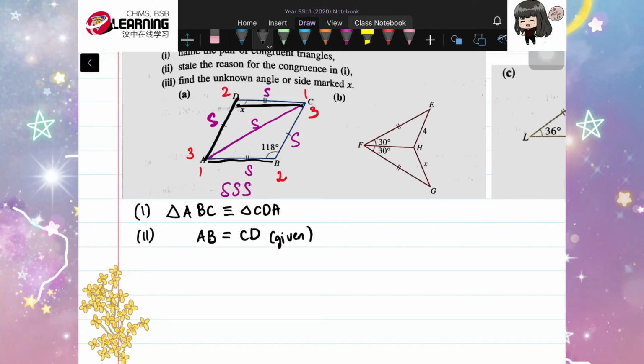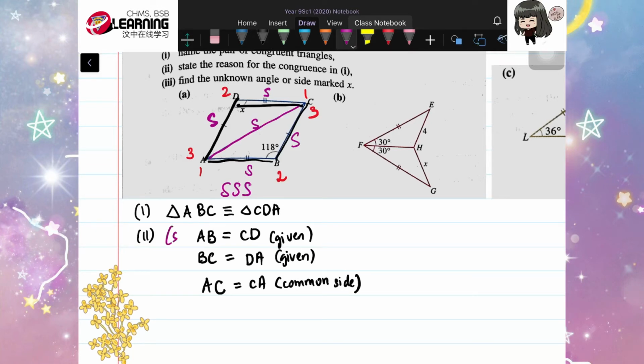Okay, the other side is DA, same with BC. So I will write BC first. BC equals to DA, and it's also given because of the double bar. And then we have AC, which is AC equals to CA. Different in the order because they are the common side. Okay, so this one is side.